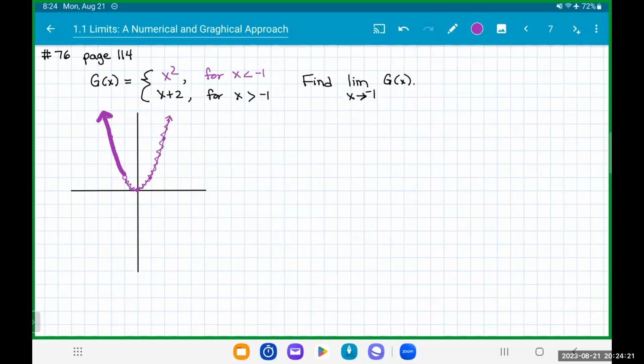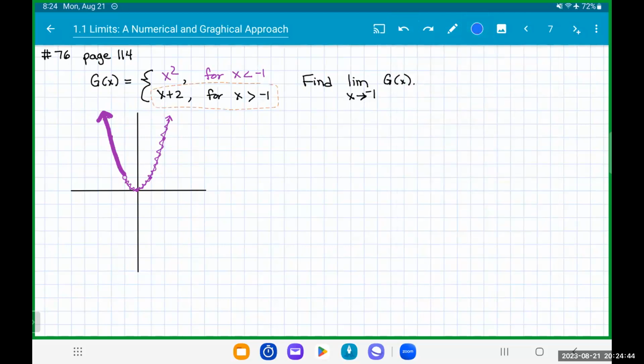All right, so that's our purple graph. I put that hollow dot to tell me that it gets really close to -1, but it can't include -1 because I don't have equality. If I had an equal sign here, then that would be a solid dot, but I don't, so it's a hollow dot.